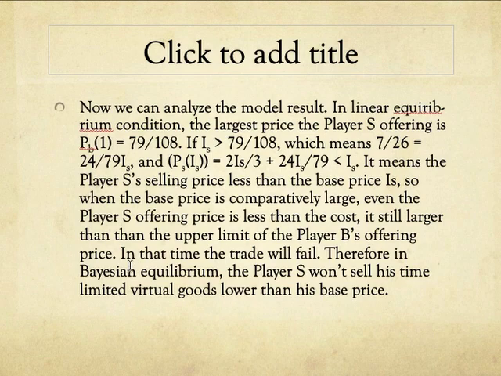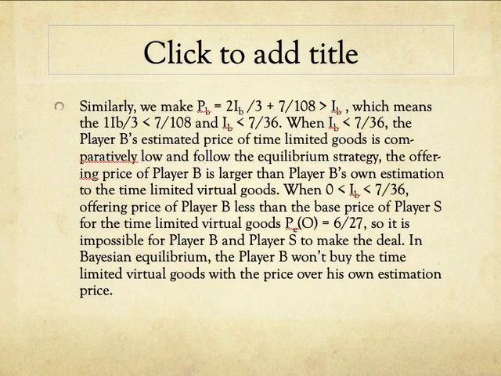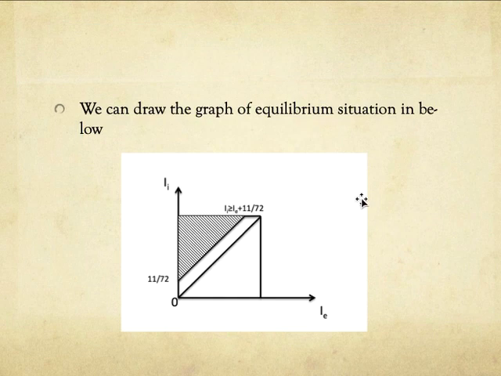And we can also set the boundary of the model. So it looks like that. Only within the boundaries can the player B and player S make a deal, and outside them the deal fails and they need to restart a new process. Okay, thank you.